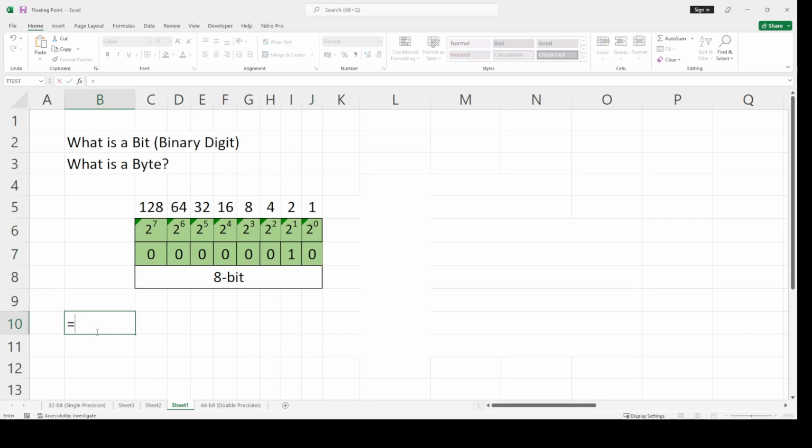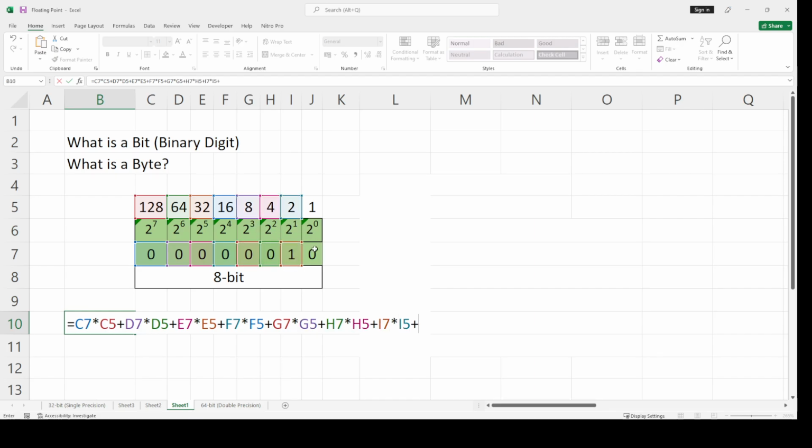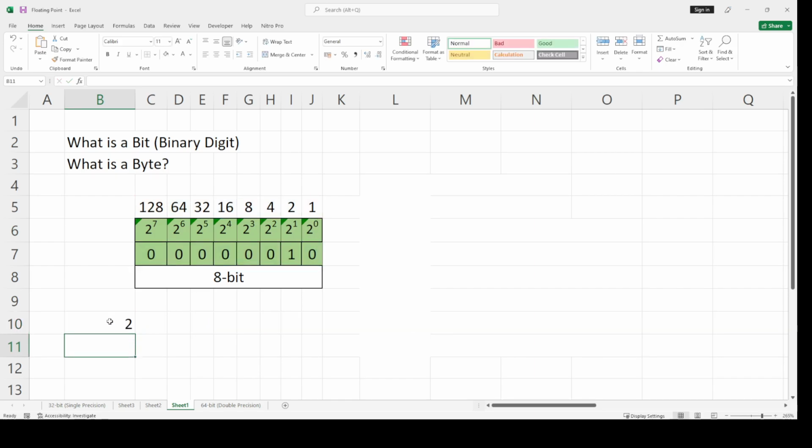Let's try this one. We just multiply the value here because the digit is only either ones or zeros. So 0 times 128, obviously that is 0. Then finally, 1, 0 is 2. What is 1, 1? 1, 1 is 3. Why? Because you just add 2 and 1, and it becomes 3.